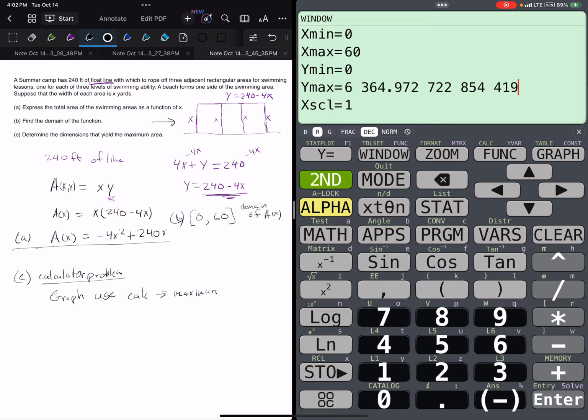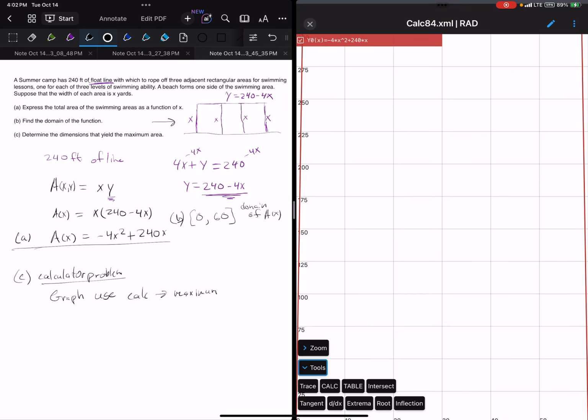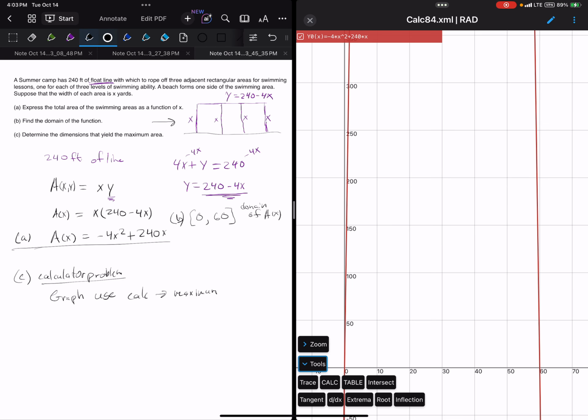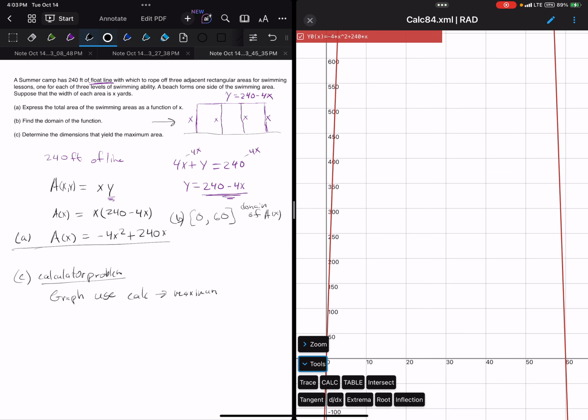Let's just go with a guess of like 300, and we can always adjust this later. The y window is very much a guess and check kind of thing. All right, so I'm gonna hit graph now, and it looks like I was very much underestimating. Take a look at how high that goes. No, I guessed wrong.